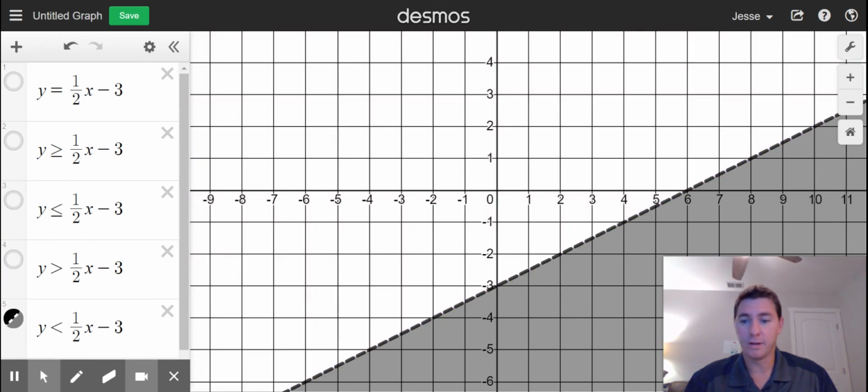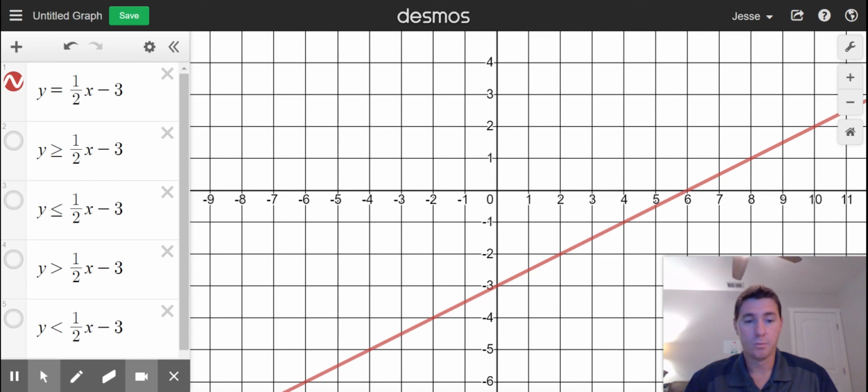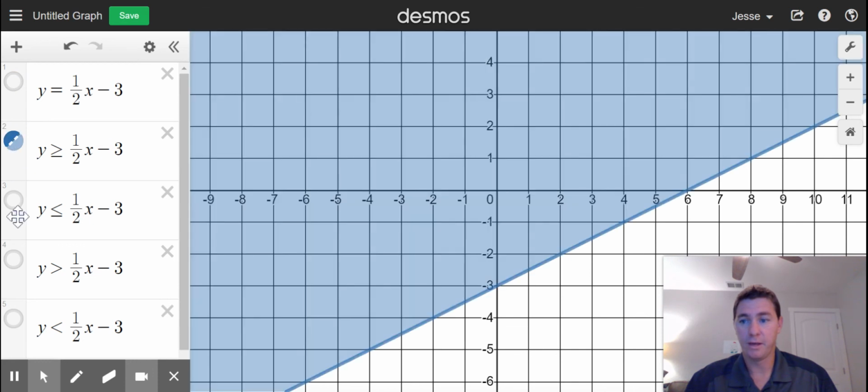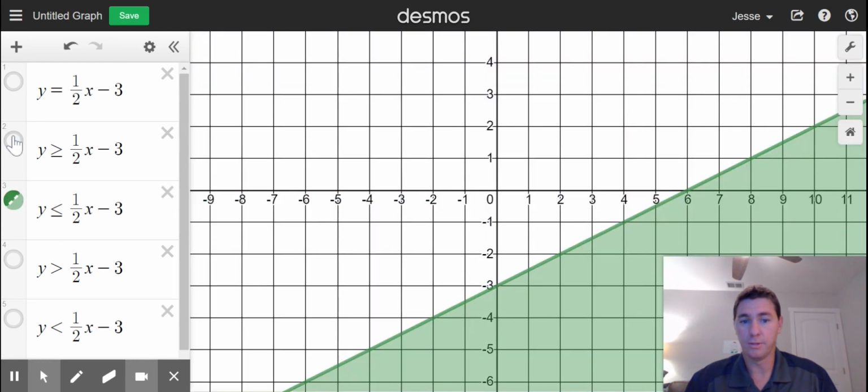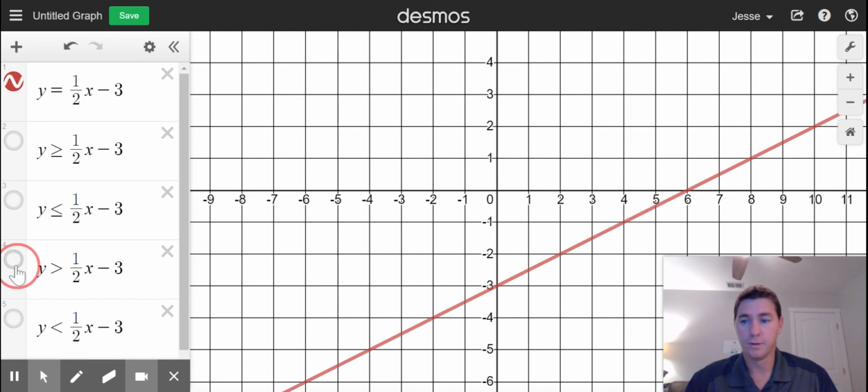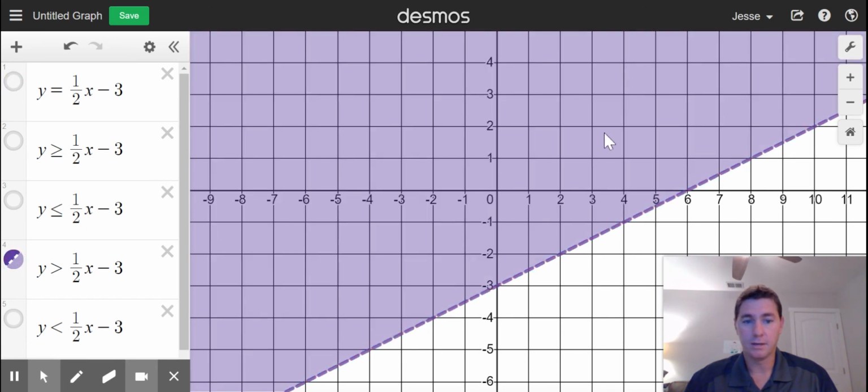All right, and last but not least, y is less than 1/2 x minus 3. We shade below the line, but we're using a dashed line. So going back to our original equation and comparing these, what's different? Well, what's different is we have shading. So sometimes we'll shade above the line, sometimes we shade below the line. And then what's different also is the type of line we use. Sometimes we use a solid line, but if it does not have the or equals to, then we use a dashed line.